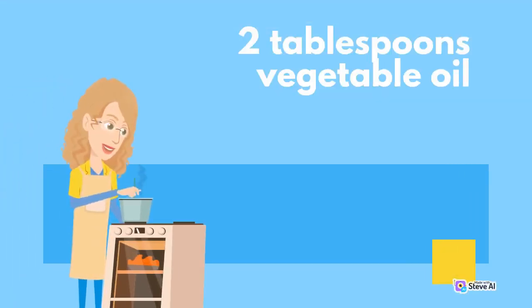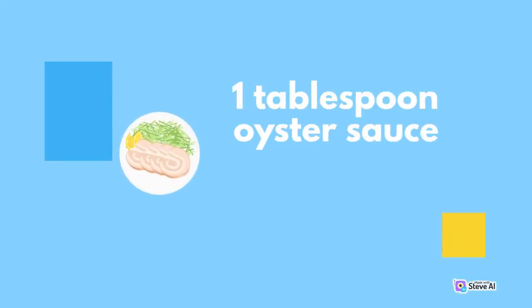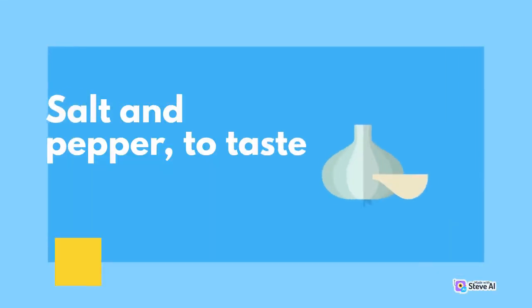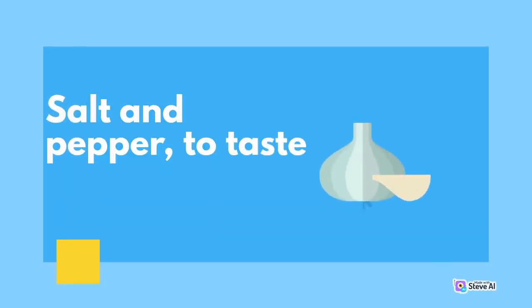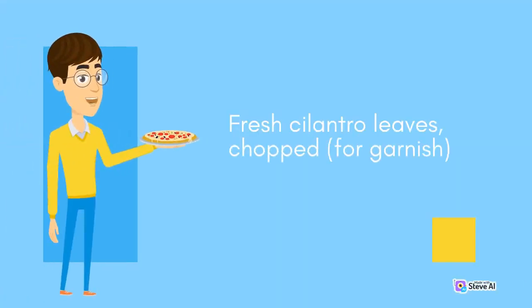2 tablespoons vegetable oil. 2 tablespoons soy sauce. 1 tablespoon oyster sauce. 1 teaspoon chili sauce, optional. Salt and pepper, to taste. Fresh cilantro leaves, chopped, for garnish.